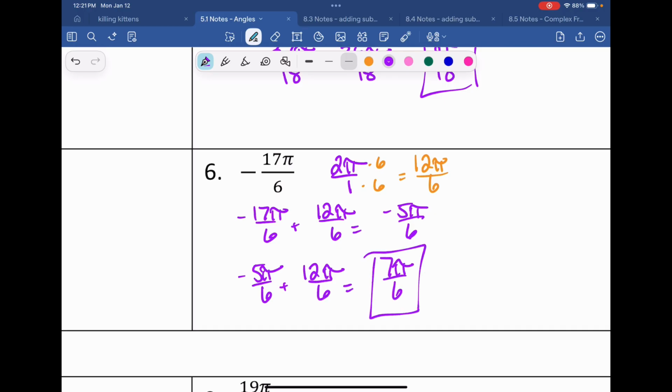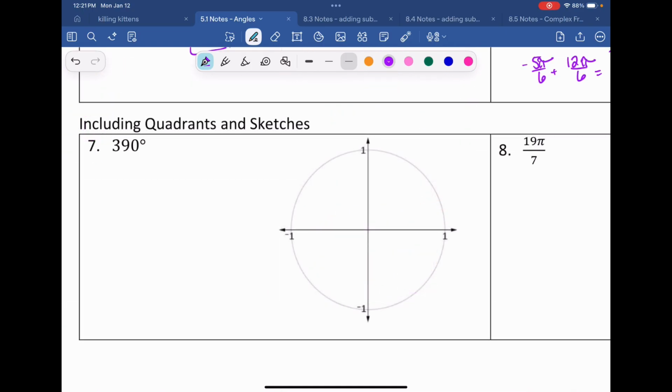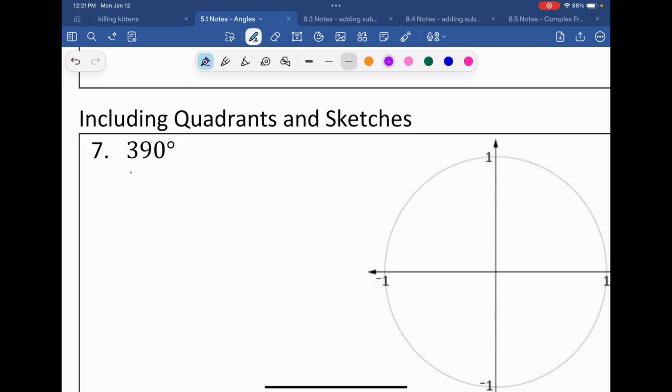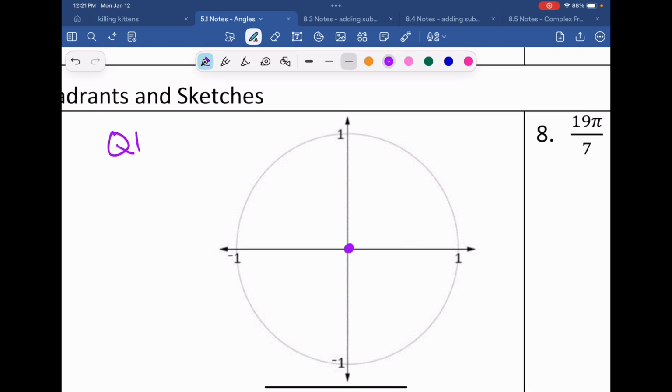Okay, sketching these types of angles, I'm going to compare to 360 or to 2 pi. 390, okay, that's big. I'm going to subtract 360. It puts me at 30 degrees, which means my angle is terminating in quadrant 1. Okay, so it's going to go all the way around and a little bit more.